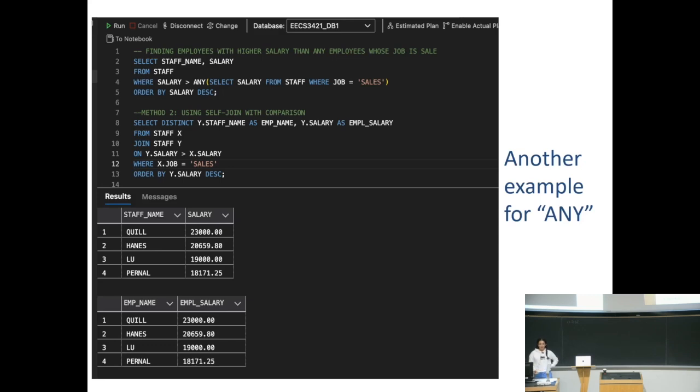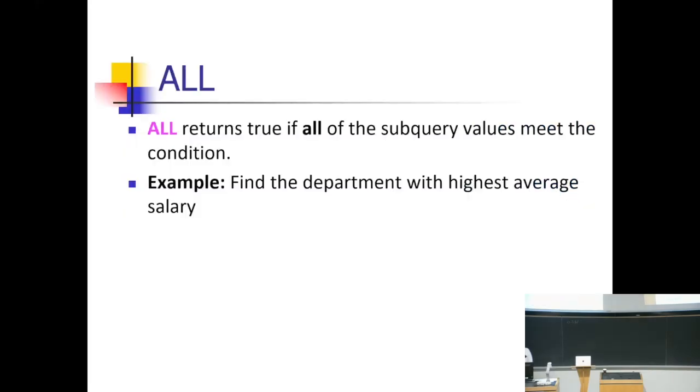So if you have a staff with salary, let's say 18,200, even if it is less than 20,000, it's still okay, because it is greater than at least one of them, which is 18,000. But if you have a staff with salary like 17,000, is that okay? No, because it is not greater than at least one of the results of the subquery. That is the meaning of any. Again, for answering this query, we have two ways: you could write it using any, or you could write it using self-join correlation.